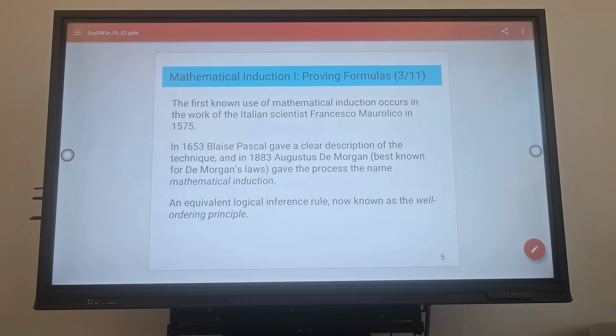The first use of mathematical induction occurs in the work of an Italian scientist, whose name I'm not sure I know how to pronounce. In 1653, Pascal gave a clear description of the technique. In 1883, De Morgan, who is known for De Morgan's laws, gave the process the name mathematical induction. An equivalent logical inference rule is known as the well-ordering principle.